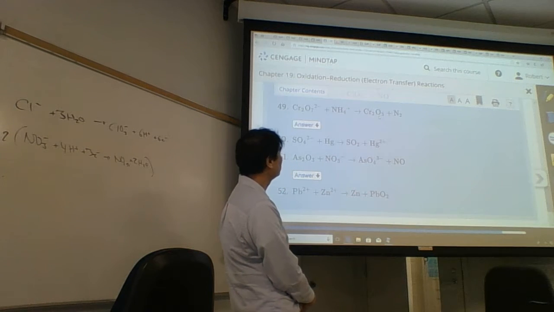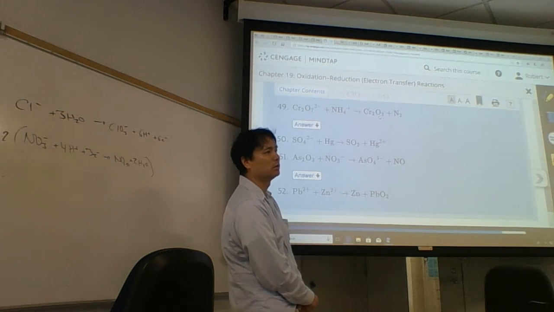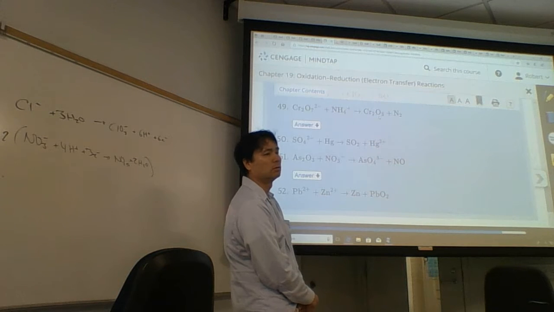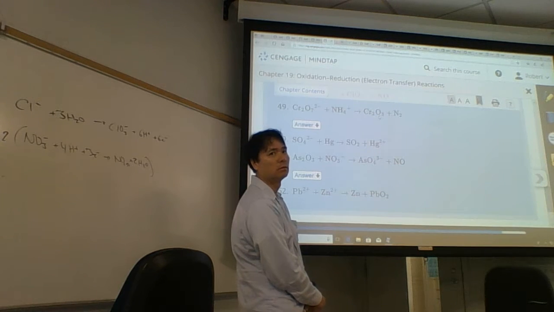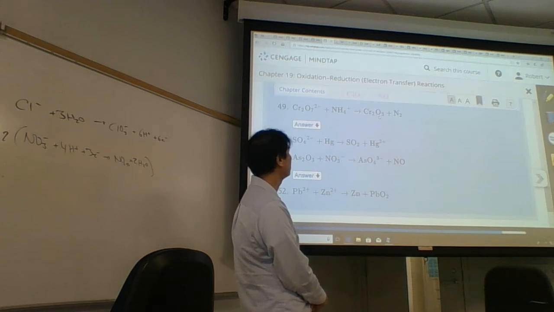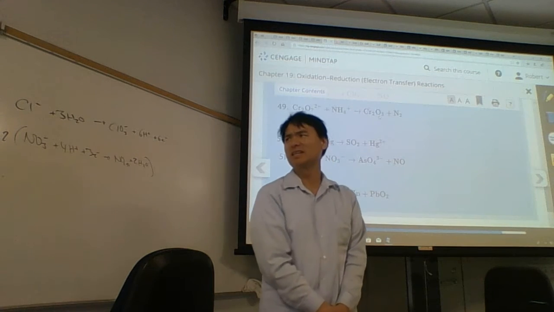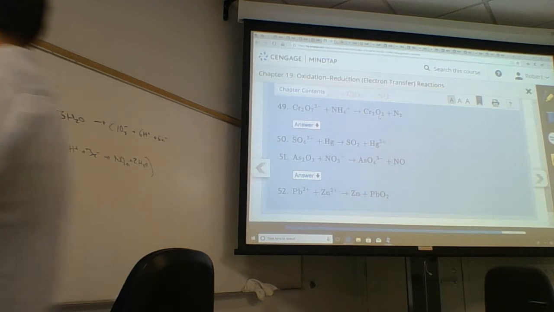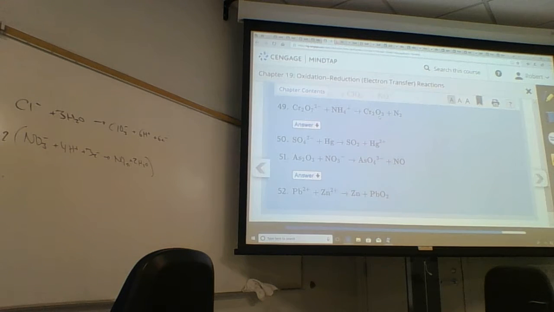And then ammonium. Have you seen ammonium on the chart? No. Ammonium's not on the chart, so we'll have to balance it out. So in this particular case, neither of those are on the chart. So in order to figure out the half reactions, we'll have to split it up and balance them individually. So for example, dichromate goes to Cr2O3.